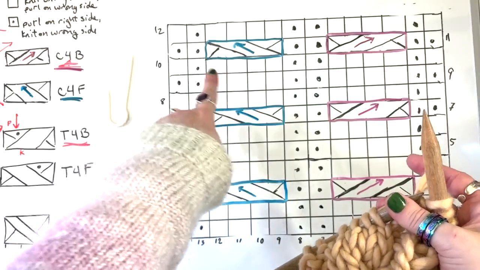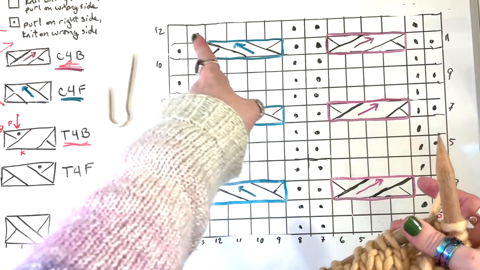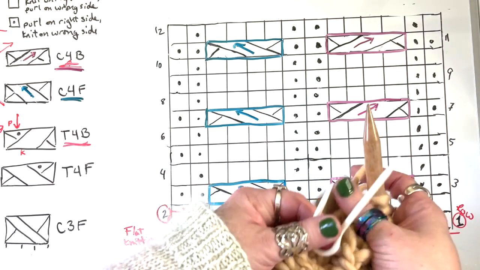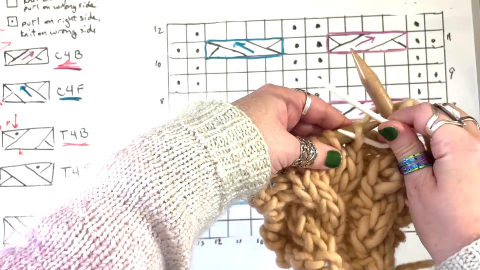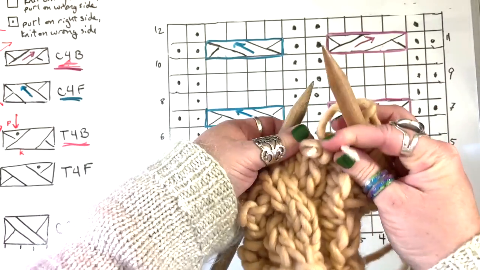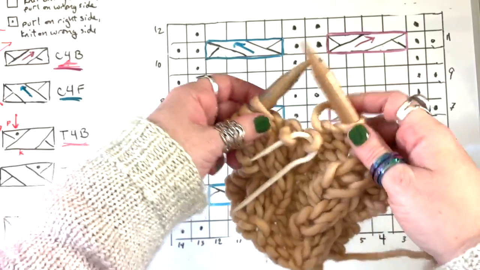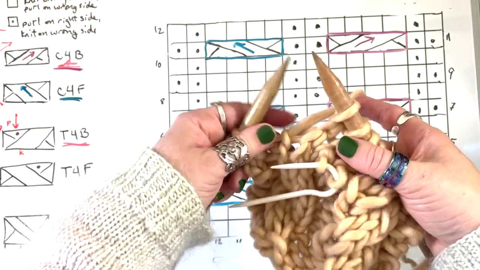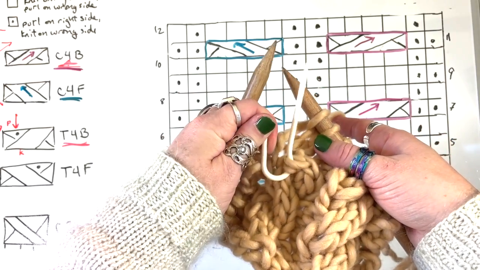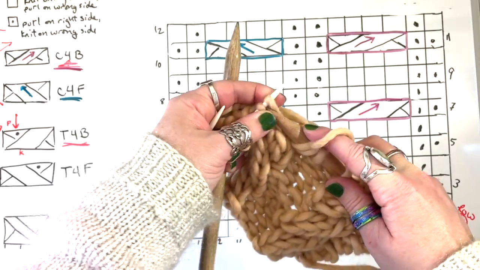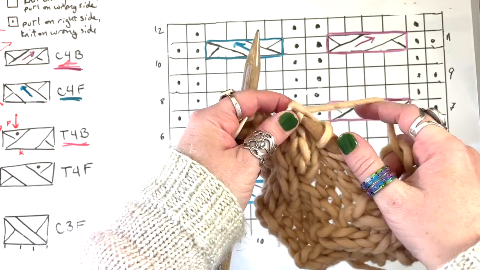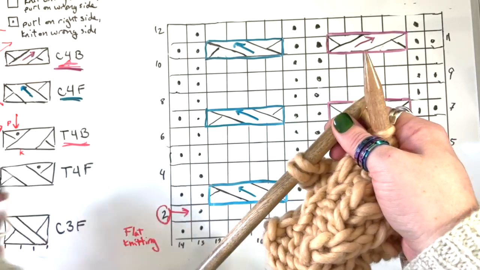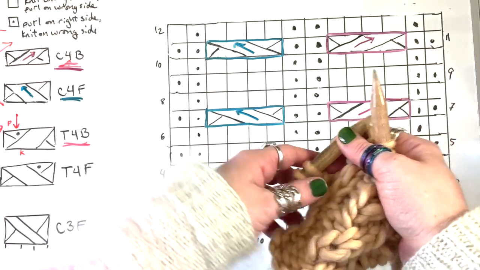Another cable, what's boxed off, slants up to the left. That is a C4F. So take half of that 4, 1, 2, hold them in front, knit the other 2, flip this up and slide to the other end. And at the end it says to purl 2.